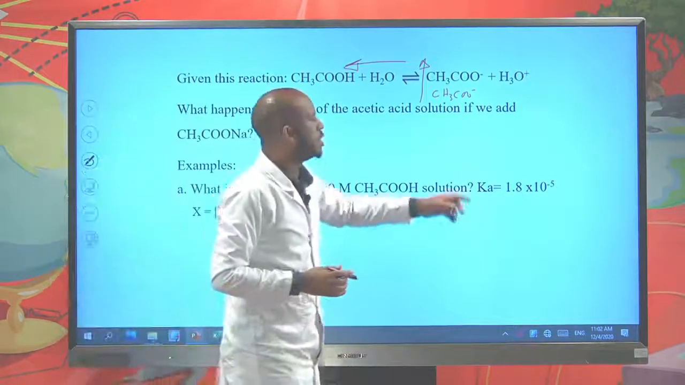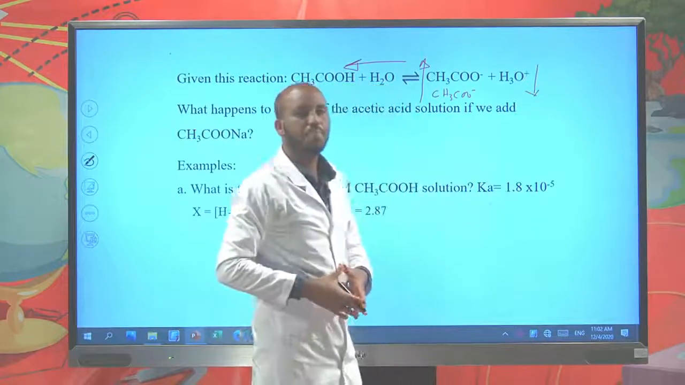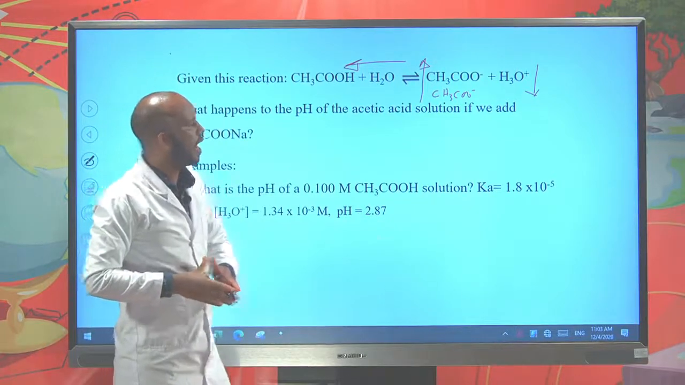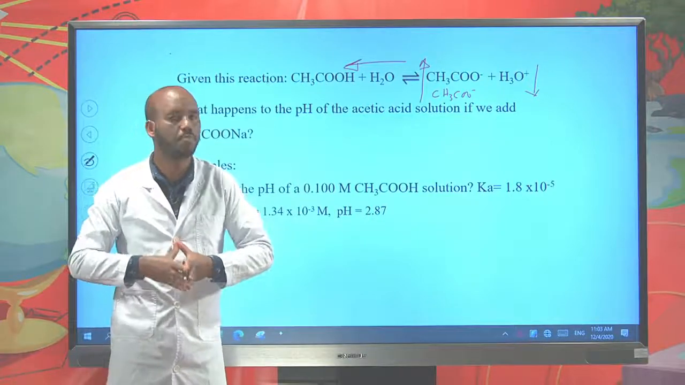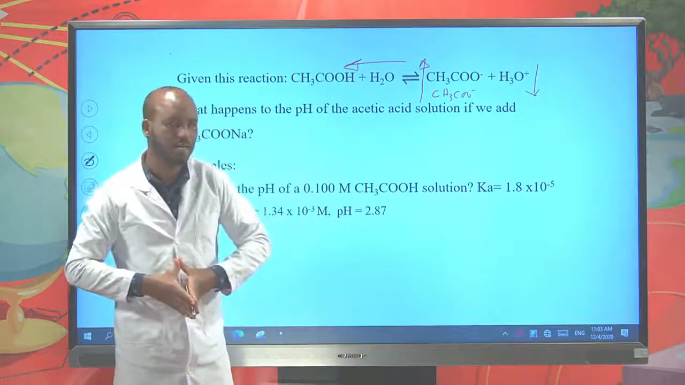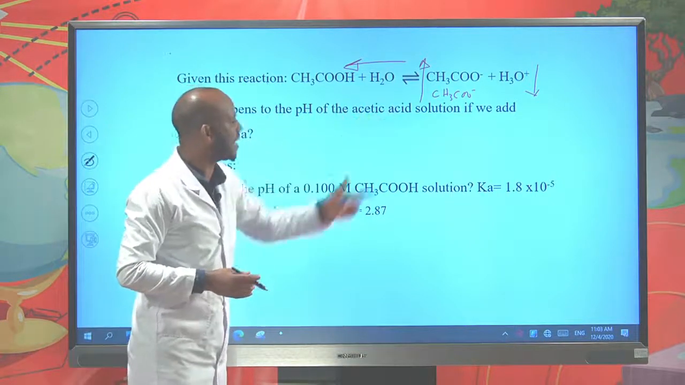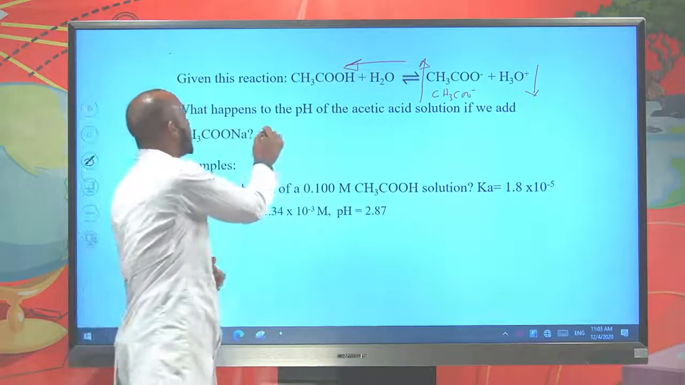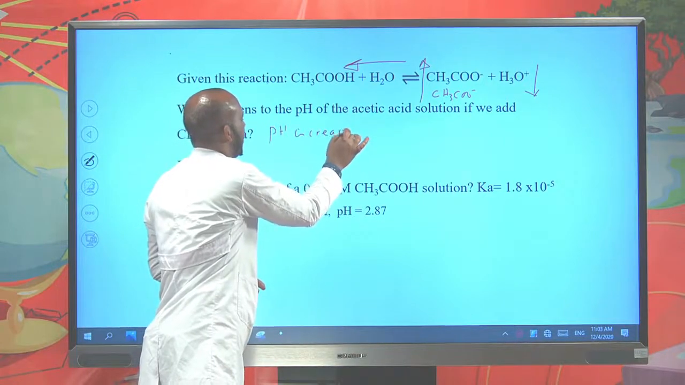Therefore, the concentration of hydronium ion decreases and the pH of the solution increases, because hydronium ion concentration and pH of a solution are inversely proportional. If hydronium ion concentration decreases, then the pH of the solution increases. Therefore, what happens to the pH of the acetic acid solution if we add sodium acetate? The pH of the solution increases.